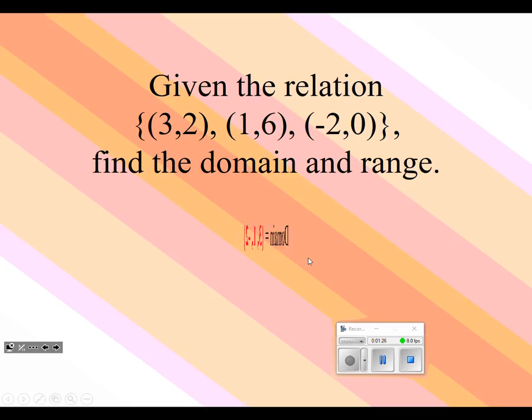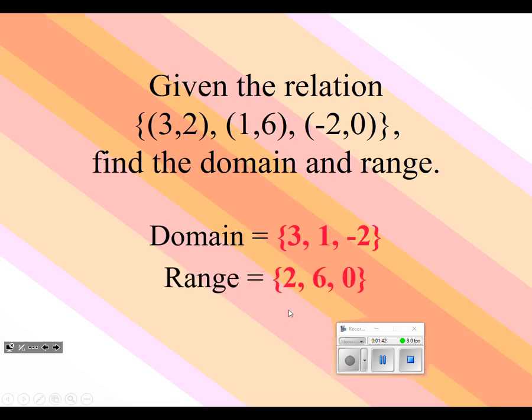We would put domain equals, and then we have the squiggly lines. Now when you're doing it on your homework tonight, that is the shift and the key with the bracket. So there's your squiggly line, and then you would just list your x values with commas in between. Now your range is your y values, so that is 2, 6, and 0.